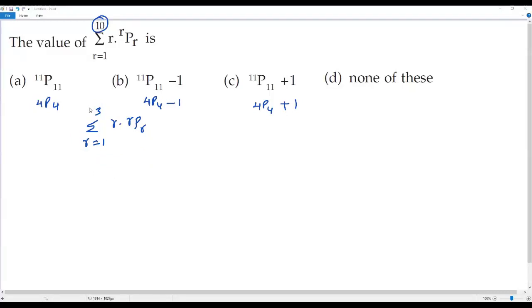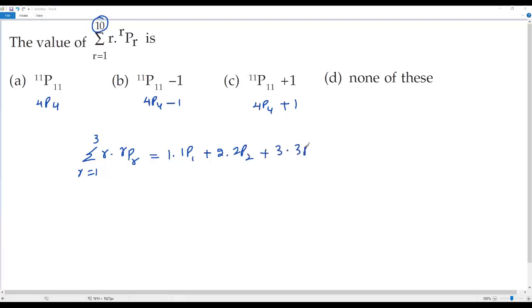Let me write this down. I'm taking summation r equals 1 to 3, r times rPr. First we plug in r equals 1: 1 times 1P1, plus 2 times 2P2, plus 3 times 3P3. 1 times the value of 1P1, which is 1 factorial, that's 1. 2 times the value of 2P2, which is 2 factorial, which is 2. 3 times the value of 3P3, which is 3 factorial.